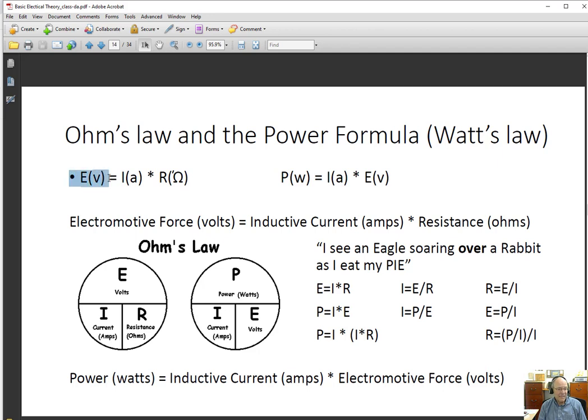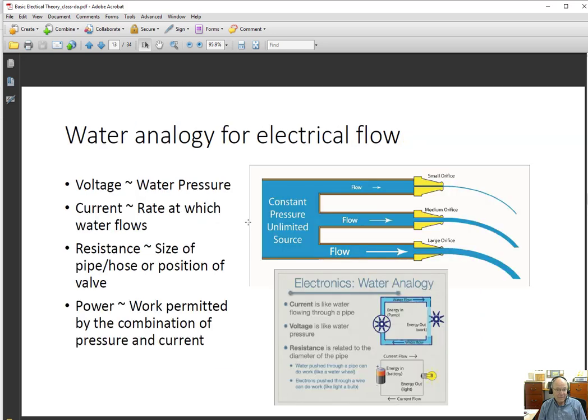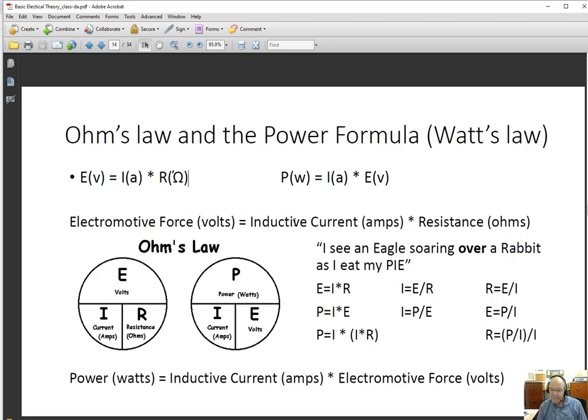Now, what happens if this number stays the same and this number goes up? What happens to that number to make an equality? The more resistance, the smaller that number has to be. The more resistance in this system right here, the smaller the amount of current.